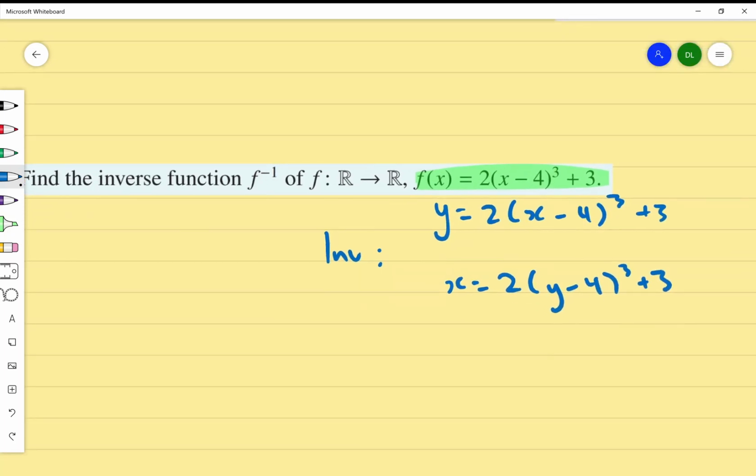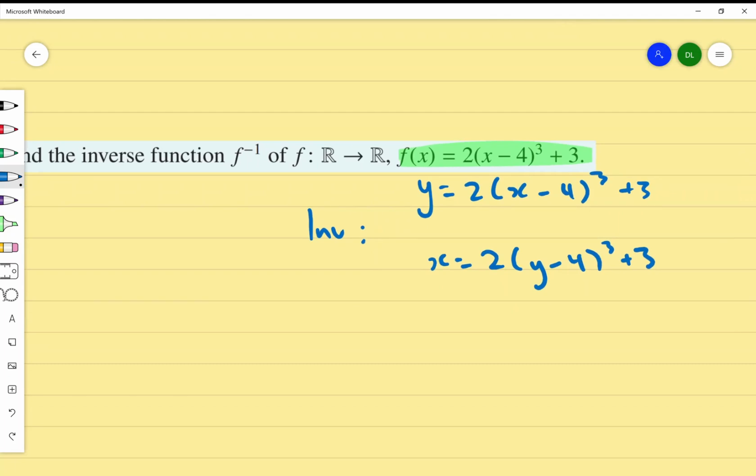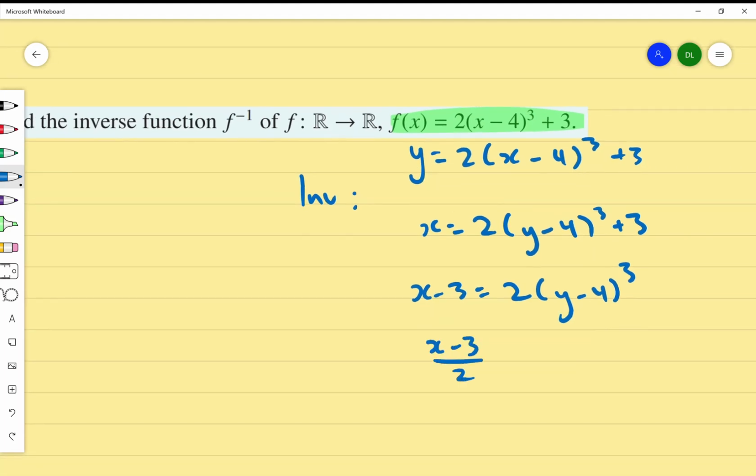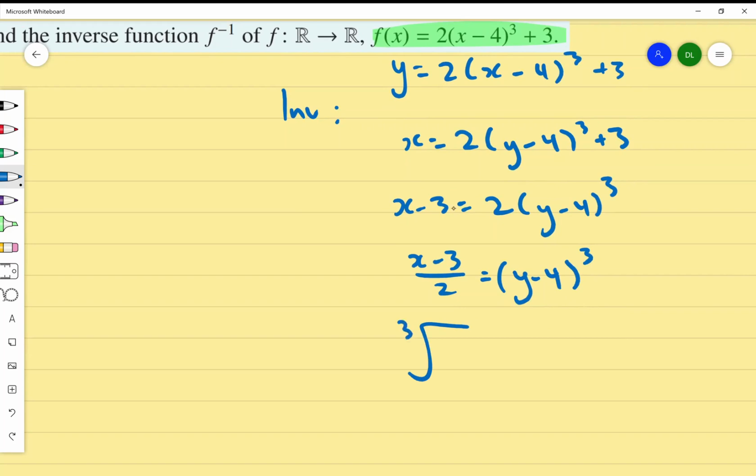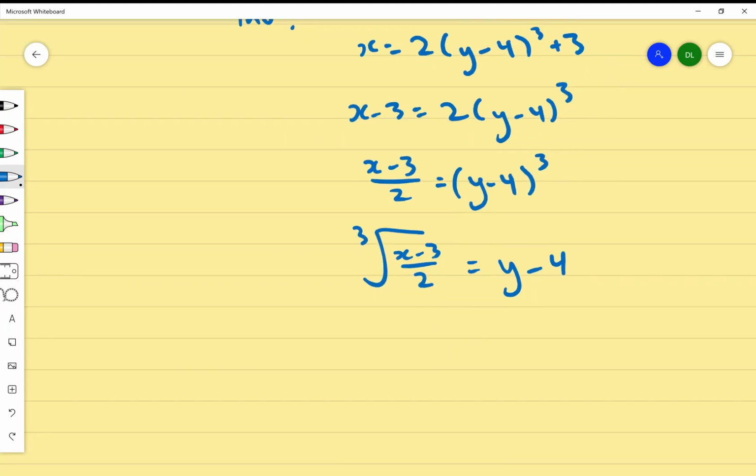Now I have to transform the equation so that y is the subject. I'm going to take away 3 on both sides: x minus 3 equals 2 bracket y minus 4 cubed. Divide both sides by 2, so I get x minus 3 over 2 equals y minus 4 cubed. The opposite of cube is cube root, so cube root of x minus 3 over 2 equals y minus 4. Finally, add 4 on both sides, so I get cube root of x minus 3 over 2, plus 4, gives me y.